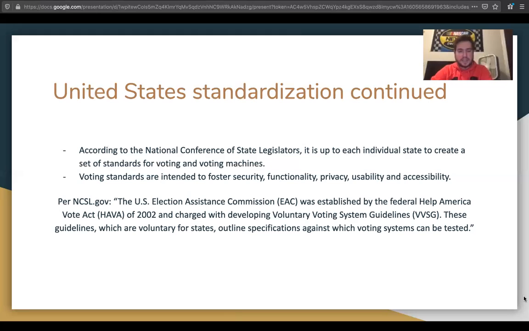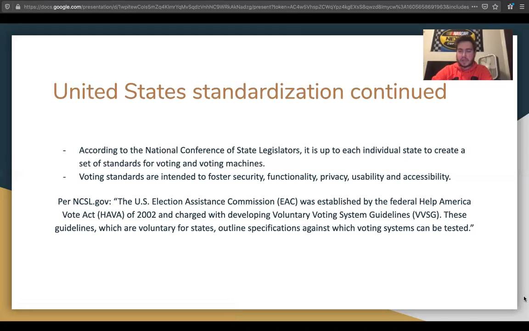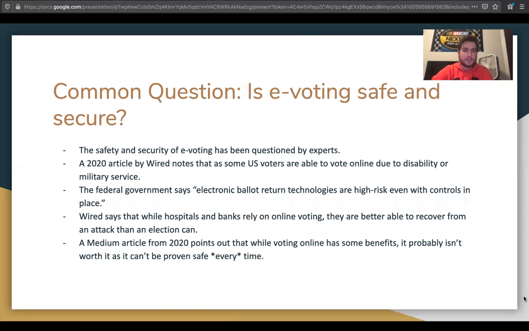Exactly, and we pulled that last line right off the NCSL's website. So much of the guidelines that the federal government passes, when we look at this, is they're voluntary measures. Just the states can decide whether to follow or go against and do their own thing. So as we've alluded to here, it's a lot of the Wild West. A lot of states are just on different pages, as we'll see on a slide coming up a little bit later. But we move into a common question: is e-voting safe and secure?